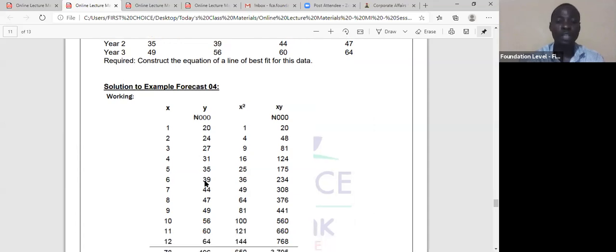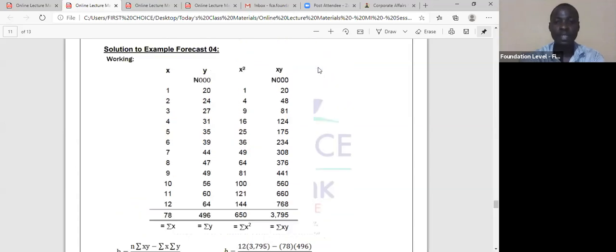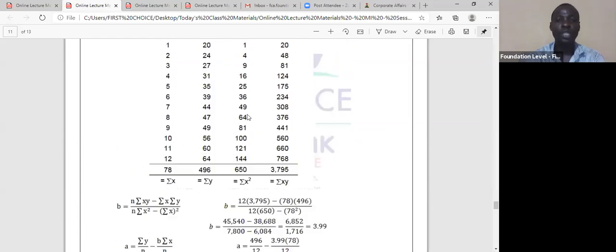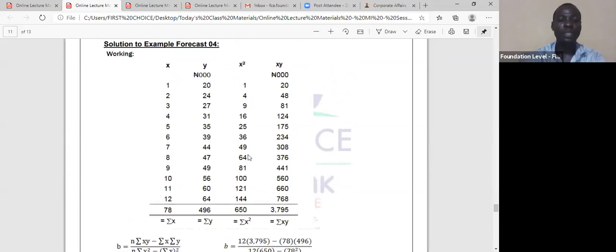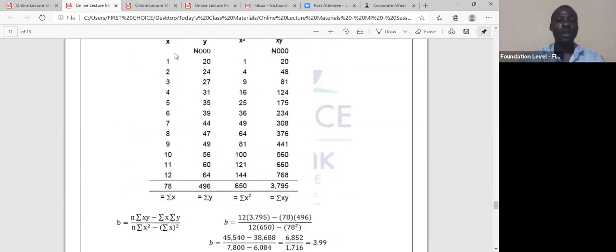How will you know what to calculate? Your formula is always given to you in the exam. You are given formulas to find B and to find A. You can see that in your formula there is XY, so that means you need to get X, you need to get Y, and you need to get XY separately. Then your formula says sum of X squared, so you need X squared. Your formula also says sum of X, then squared, which is a different thing. I will show you. So what is your X squared? You multiply each value by itself, square it.